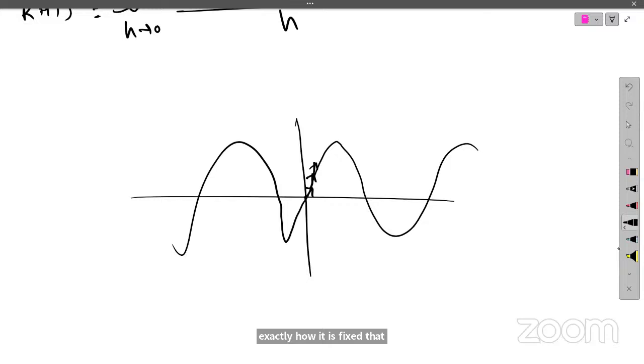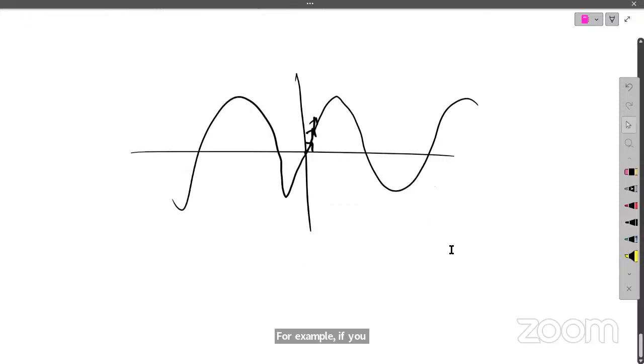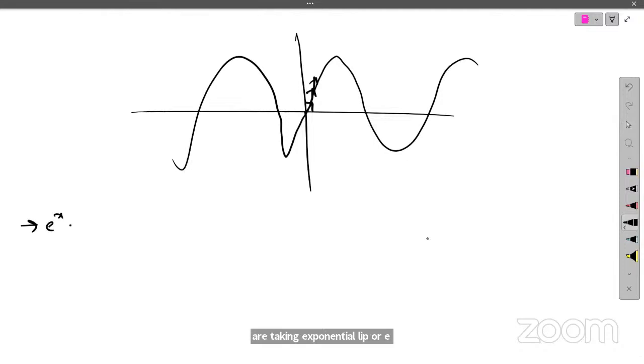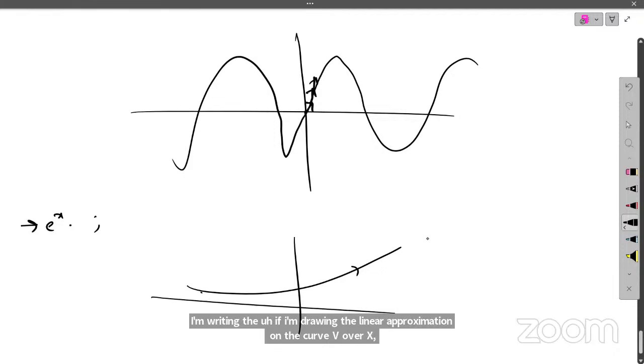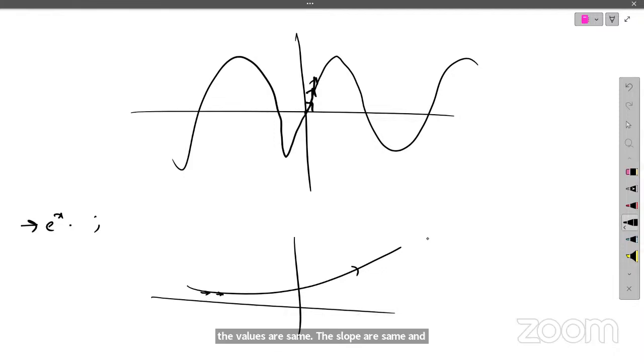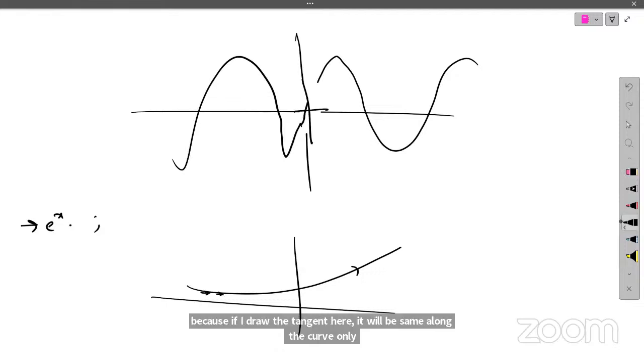For example, if you are taking exponential e power x, the derivative is e power x only. If I'm drawing the linear approximation on the curve e power x, the values are the same, the slopes are the same, and the y value is also the same. That's the reason it's the same. That is a special function. For sine, actually, I don't know how they drew it pictorially, because if I draw the tangent here, it will be the same along the curve only. So what they have done, not sure.